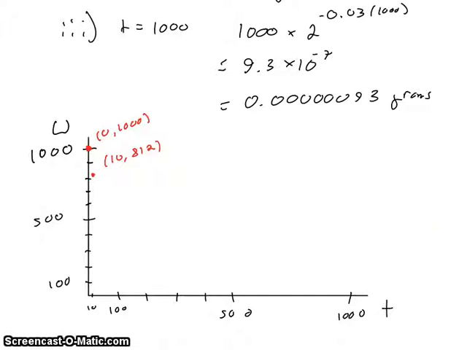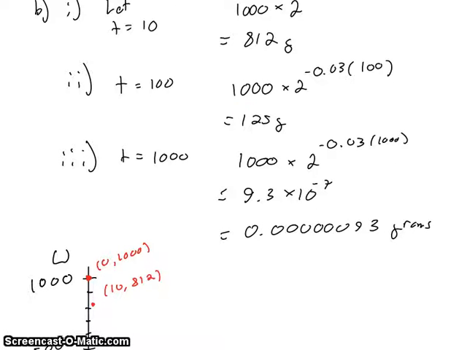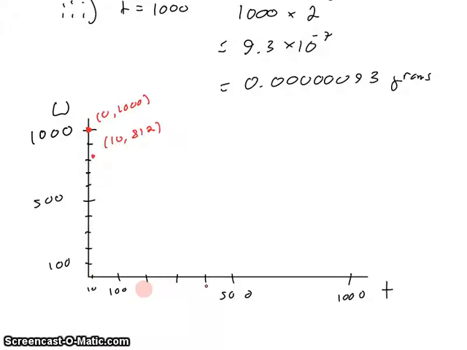After 100 years, there's 125 grams. So out here at 100, we're down to 125 grams. And all the way here at 1,000 years, we're at 9.3, something ridiculously small, basically 0. 9.3 times 10 to the negative 7 grams. All right, so what does this curve look like?